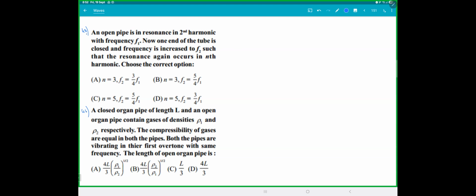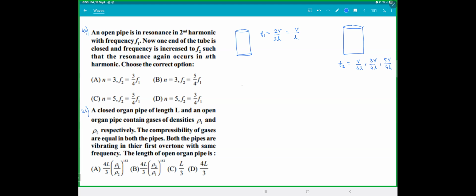Let's see. When an open pipe is in resonance in the second harmonic with frequency F1, so F1 is 2V by 2L, which is V by L. Then you closed one end of it, and the frequency has become F2. Now this F2 can be V by 4L, 3V by 4L, 5V by 4L, and so on, isn't it? Odd harmonics only.